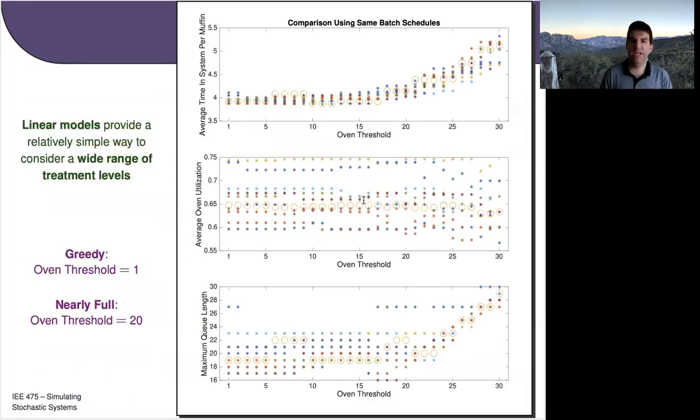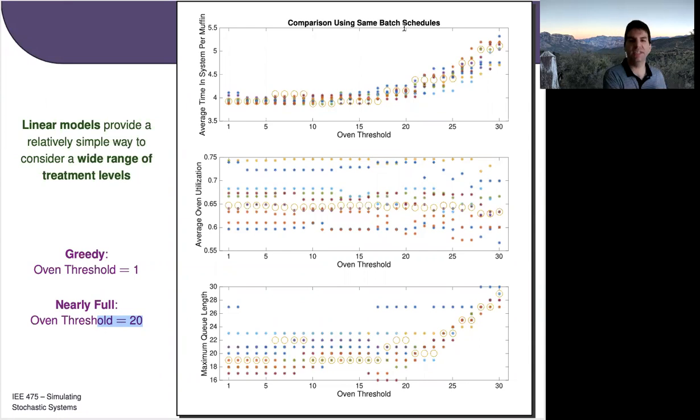The other thing that I just want to hint at is that you could have rethought this greedy versus nearly full policy as a policy of oven threshold. So do I immediately put things in? That's kind of the greedy policy. And then the nearly full policy is when the oven threshold was just set to 20. So if I've got 20 or more waiting, then I put them in.